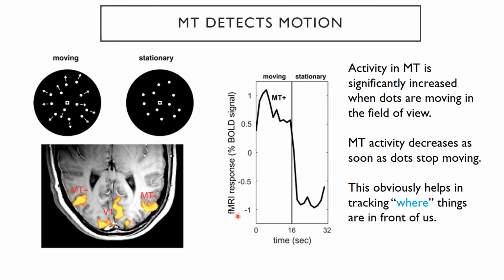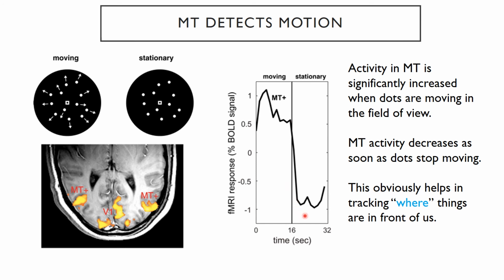In this case, these are experiments that were done with, I believe, humans, using fMRI. Humans were presented with dots. If the dots were moving away in different directions, activity in MT went way, way high. It was super high. But as soon as those dots stop moving, activity in MT goes way down. And this happens within a couple of seconds.